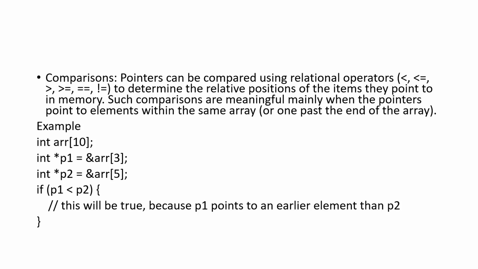Comparisons. Pointers can be compared using the relational operators less than, equal to, greater than, or not equal to, to determine the relative position of the items they point to in memory. Such comparisons are meaningful mainly when the pointers point to elements within the same array. Here p1 points to the address of the fourth element and p2 points to the address of the sixth element. If p1 < p2, this will be true because p1 points to an earlier element than p2.